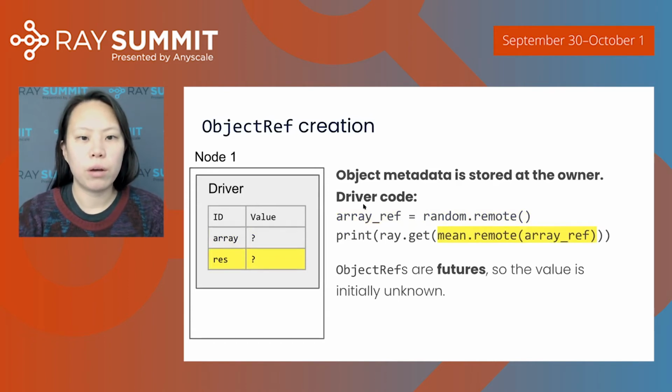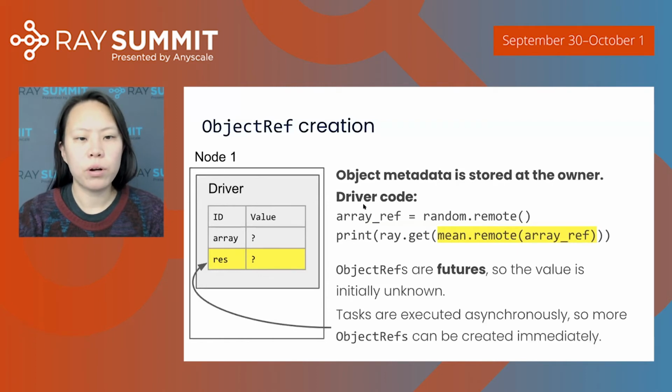You can see here that we're also creating a reference to the array object by passing the object ref as an argument to the new task. Similar to before, this remote call will also return an object ref, and although we don't store this one in the Python code, the driver will still add a metadata row for this new object.